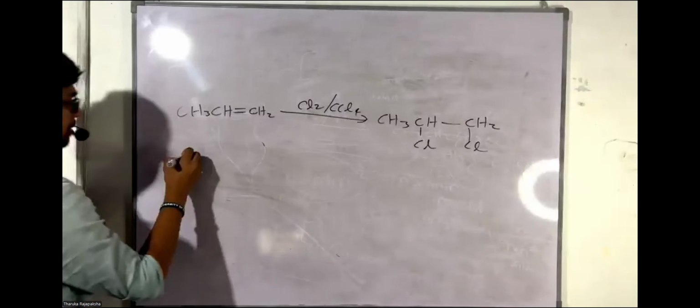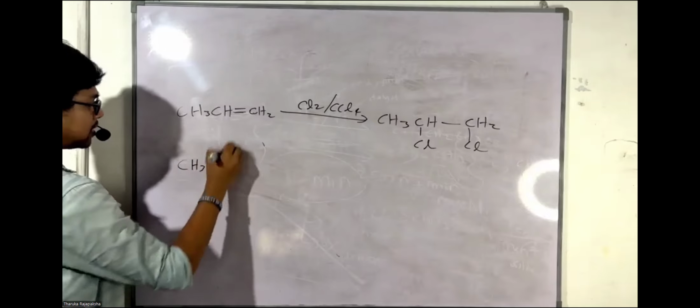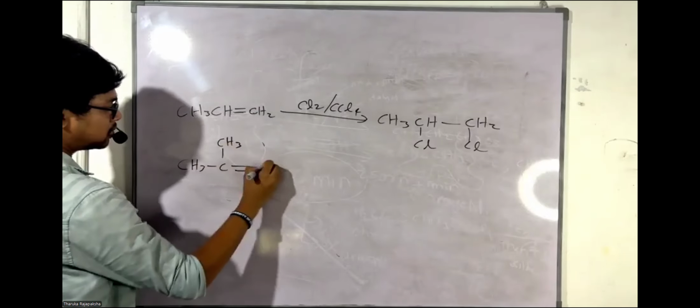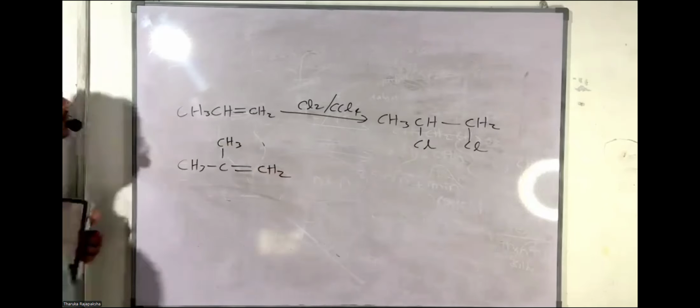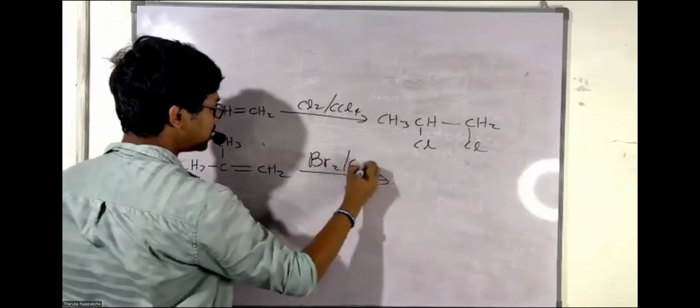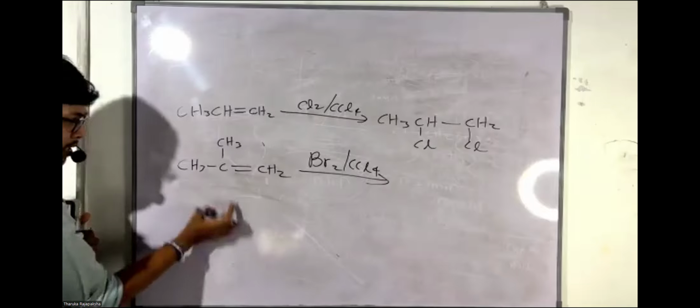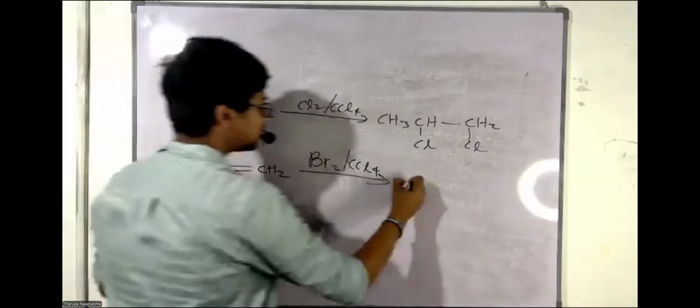Okay, so let's write another reaction where we have something like this, CH3C, CH3, double bond, CH2. For this compound, let's say we had Br2 in the presence of CCl4. Now the product, Br will attach here, Br will attach here.